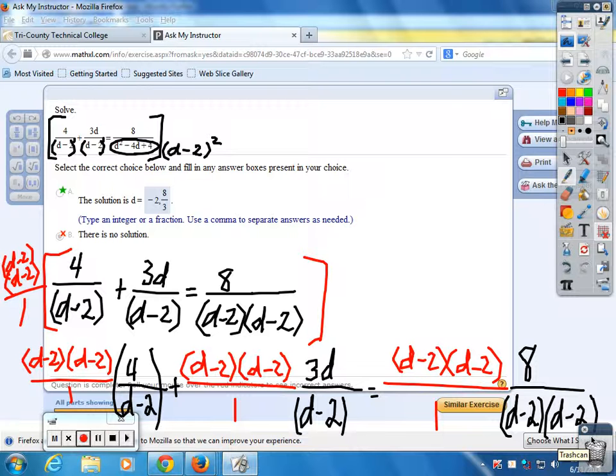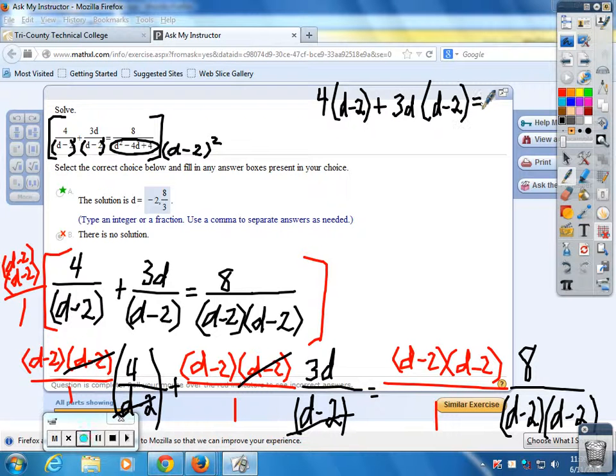Now what happens to one of the D minus 2's here? And that leaves you with 4 times D minus 2 plus 3D times D minus 2 is equal to what? 8. Now you can finish it.